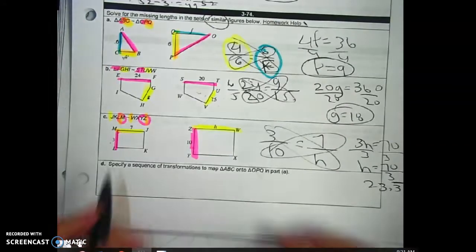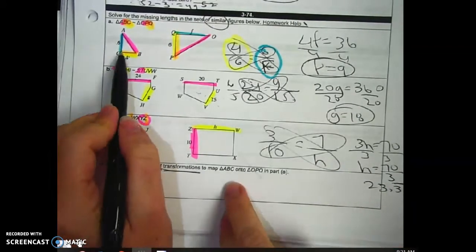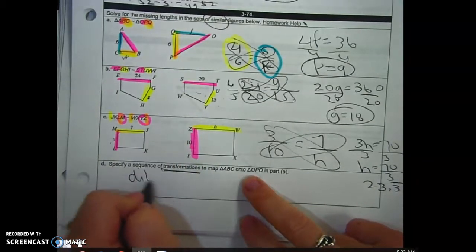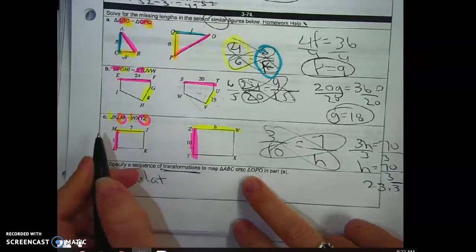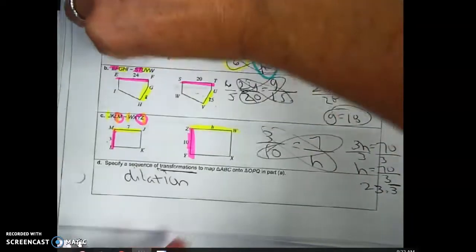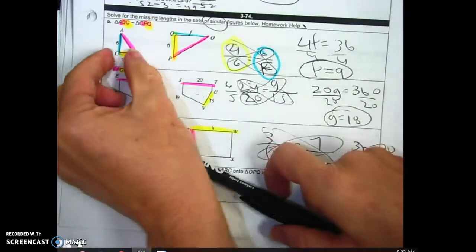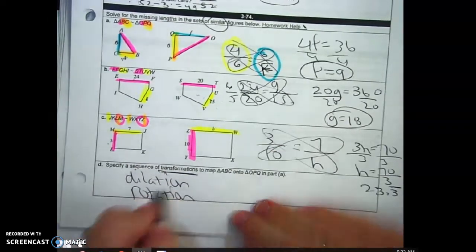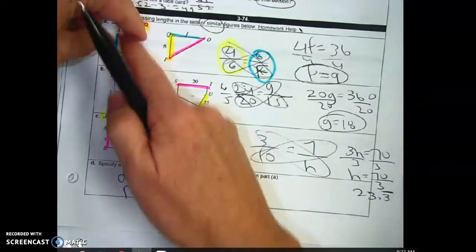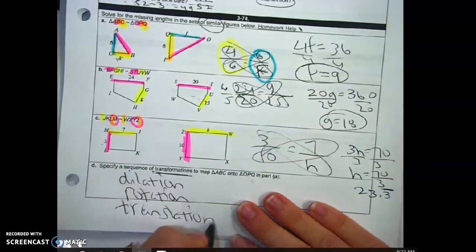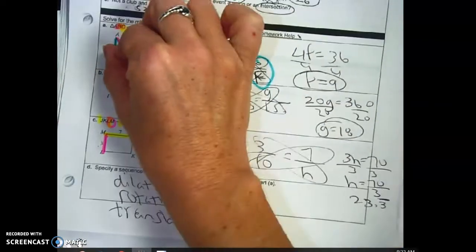Okay, so they want transformations from ABC to OPQ. So I noticed that it got bigger, so it dilated. So it had a dilation, okay, because it's not the same size. I noticed that if I turned this, the blue is now on there. So that would be a rotation. And then once I turn it, it's blue on top and yellow, then I slide it, and that's a translation. So I made it bigger, I turned it, and then I slid it. Okay? All right, let's go to the next page.